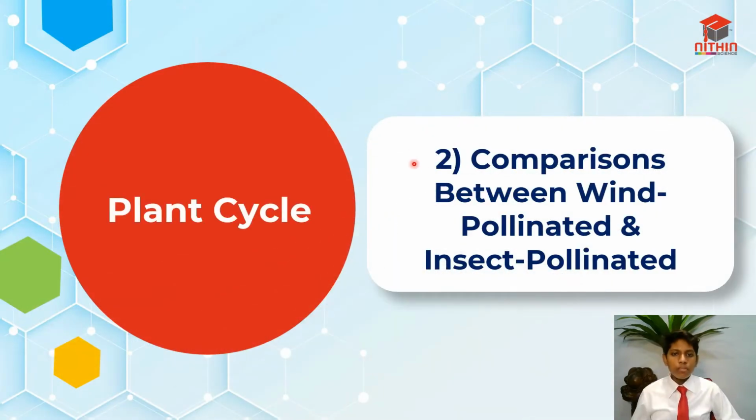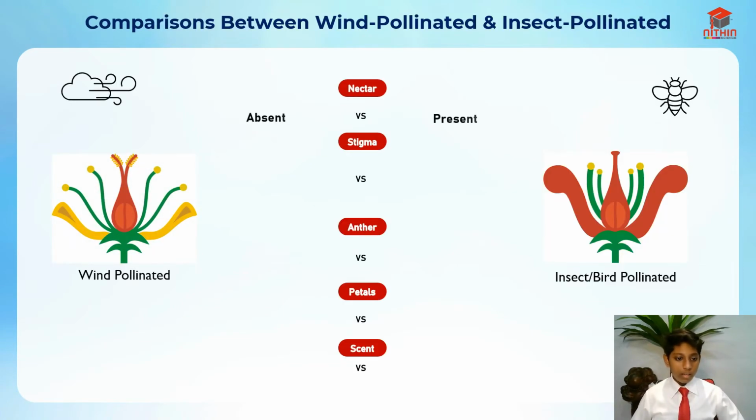Okay, for the second segment of this video, I am going to go through the comparisons between the wind pollinated and insect pollinated flowers. Okay, for the wind pollinated flowers and the insect pollinated flowers, insect or bird pollinated flowers, we have nectar. So in the wind pollinated flowers, there's no nectar because it is pollinated by wind. So you don't need to attract any birds or insects to come and rub against the anther to transfer pollen to the stigma of another flower.